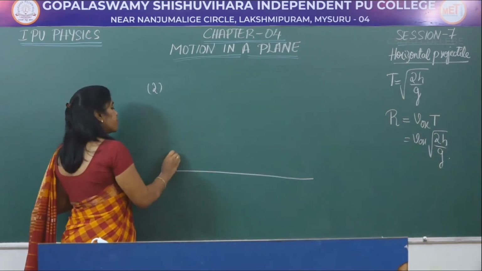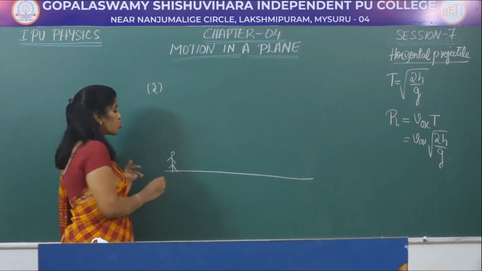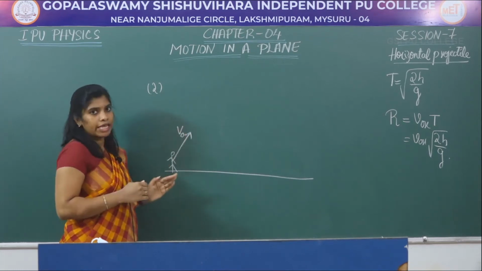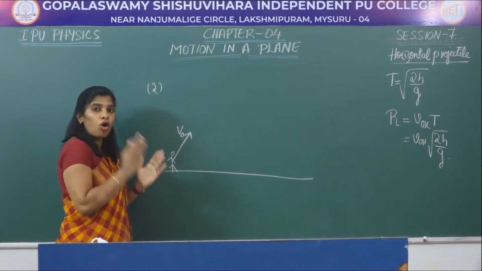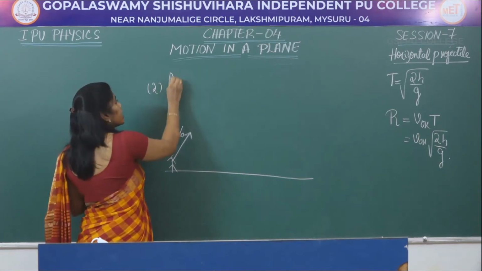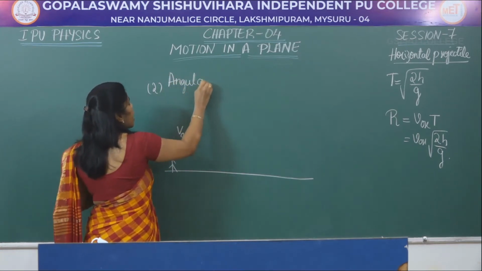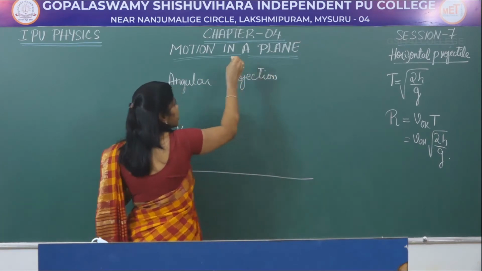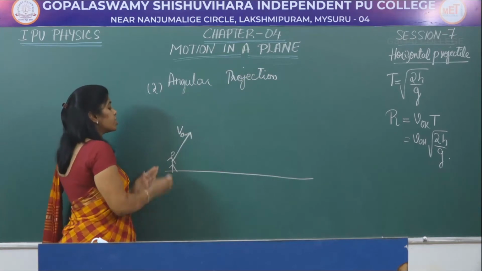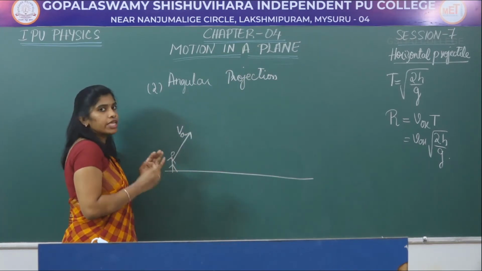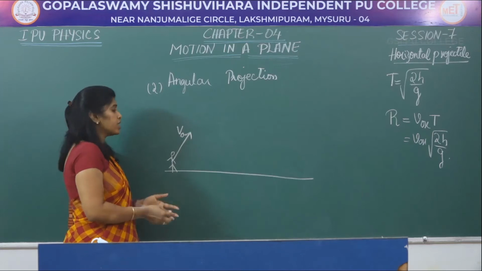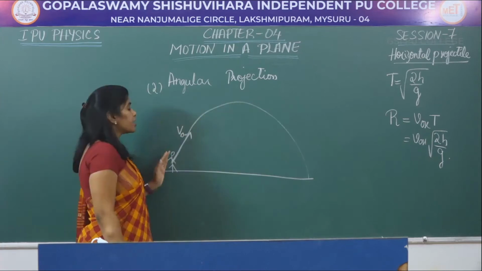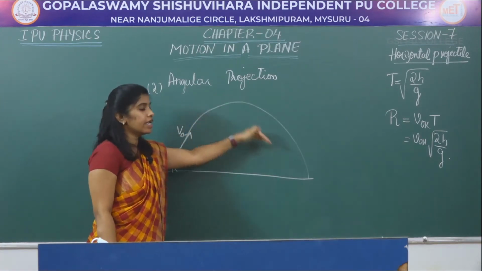Second case is when a person standing on the ground throws an object with certain initial velocity obliquely. So the person is throwing an object and making the angular projection. So this is angular projection. This we have studied in our session 6, that whenever an initial velocity v0 is applied on an object, then the object gets projected into the space and it moves vertically for some distance and then it comes down.